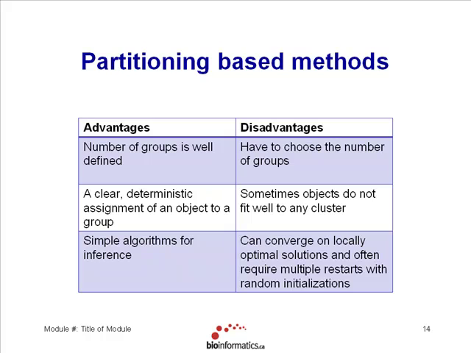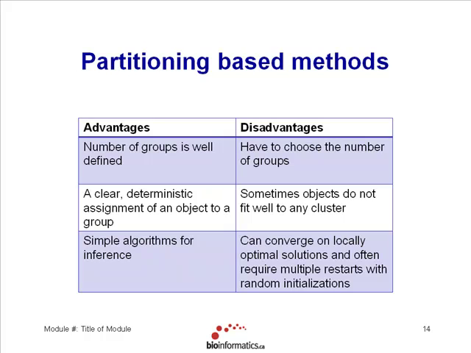So let's look at, in general, the advantages and disadvantages of partitioning-based methods. The advantage is that the number of groups is well defined, so there's no ambiguity. With hierarchical clustering, as you'll see, you have to post-process the data and say, okay, I'm going to cut a dendrogram at this point, and that'll give me so many groups. The problem is you'll always get that number of groups, and as I showed in that plot, that may not always be appropriate. There are methods to intelligently choose a number of groups that can be applied to solve this problem. The disadvantage is that you have to choose the number of groups a priori.